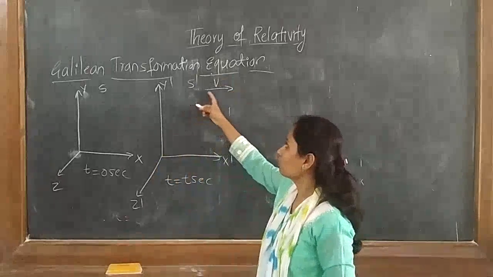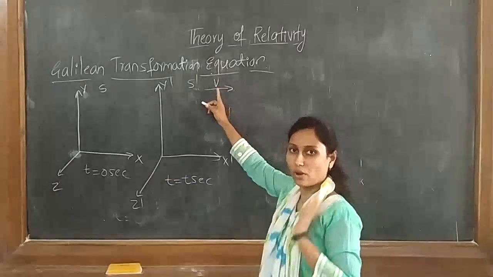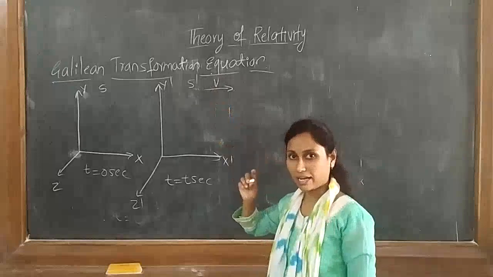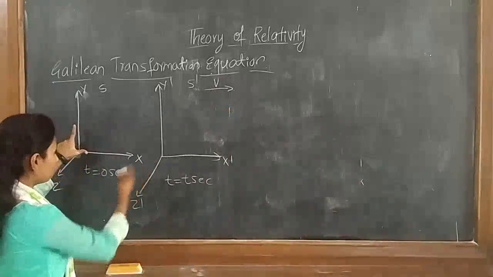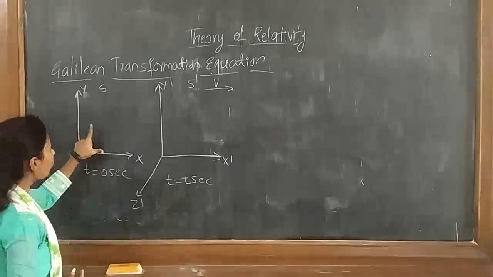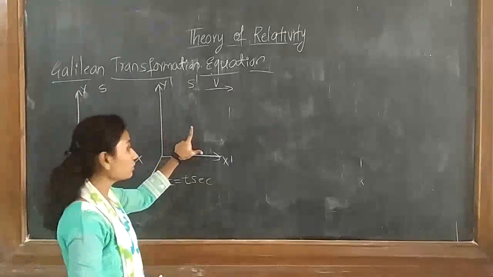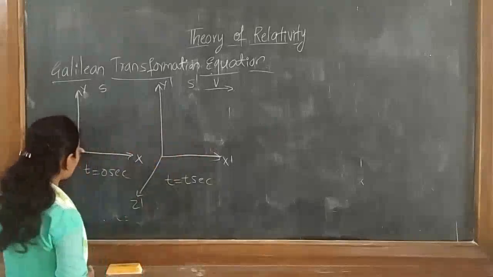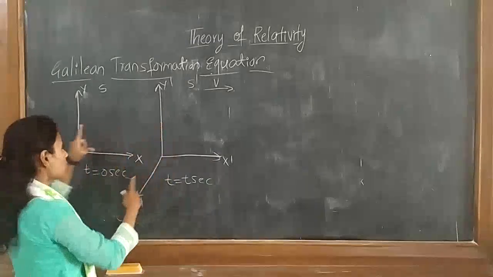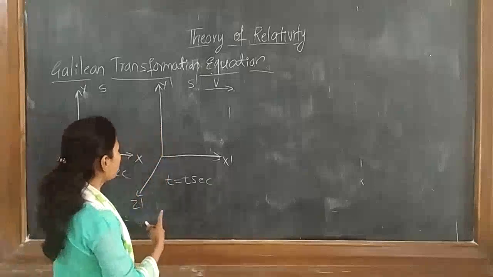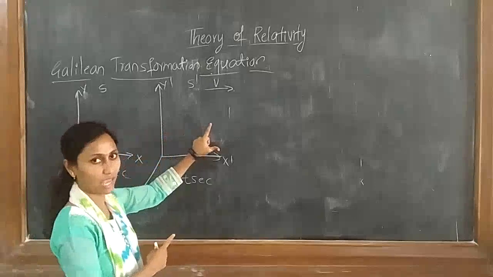Like this, the frame is moving with how much velocity? V velocity, it is moving. And the second thing, when we see the nature of the system, it is moving along the positive direction of the x-axis. As it is moving in this direction, is it the positive direction of the x-axis? So it is moving along the positive direction of the x-axis.